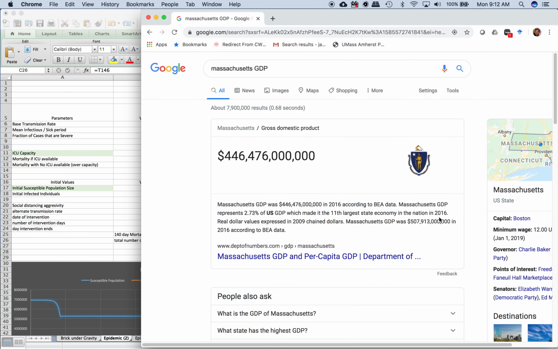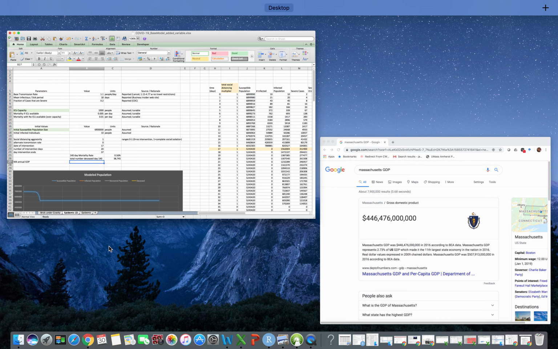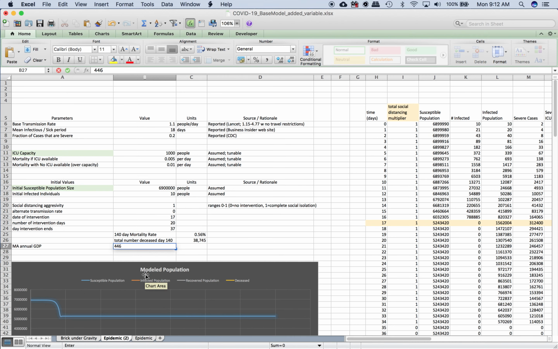In order to measure something about the economy, we need to know what the economy of the state is, because we're looking at Massachusetts. I Googled Massachusetts GDP. It's $446 billion a year, roughly. So if we want to incorporate this into our system, let's put in Massachusetts annual GDP as another parameter. 446, with a bunch of zeros because we're talking about billions. Okay, so that is our Massachusetts annual GDP.